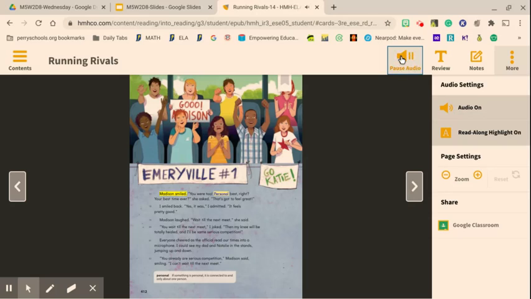Madison smiled. "You were too. Personal best, right? Your best time ever?" she asked. "That's got to feel great." I smiled back. "Yes, it was," I admitted. "It feels pretty good." Madison laughed. "Wait till the next meet," she said. "You wait till the next meet," I joked. "Then my knee will be totally healed, and I'll be some serious competition." Everyone cheered as the official read our times into a microphone. I could see my dad and Natalie in the stands jumping up and down. "You already are serious competition," Madison said, smiling. "I can't wait till the next meet."